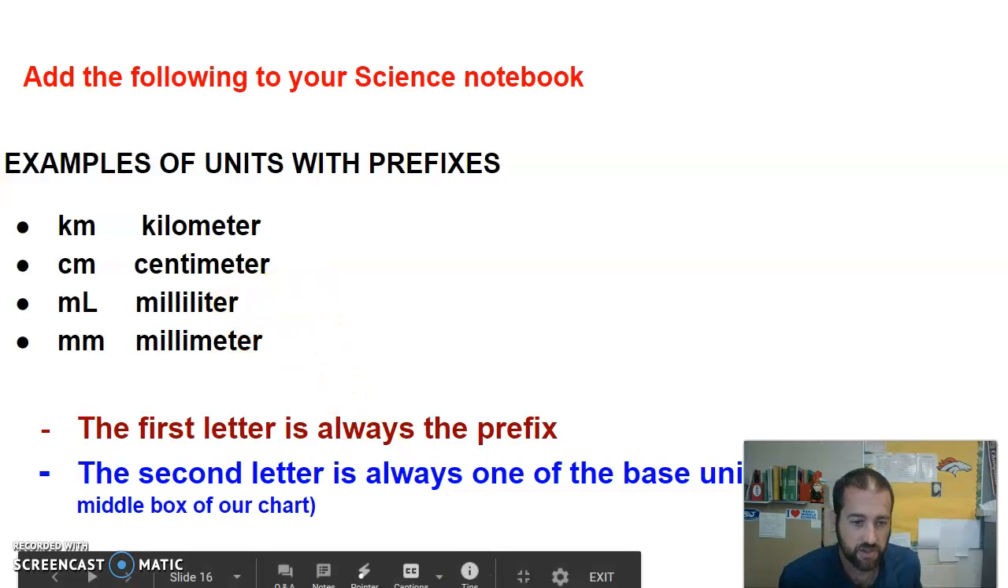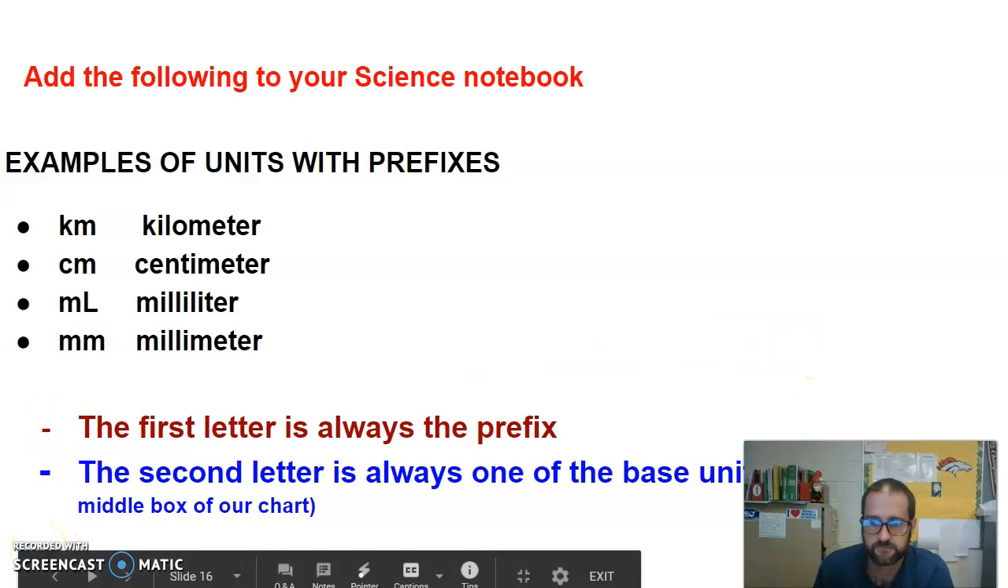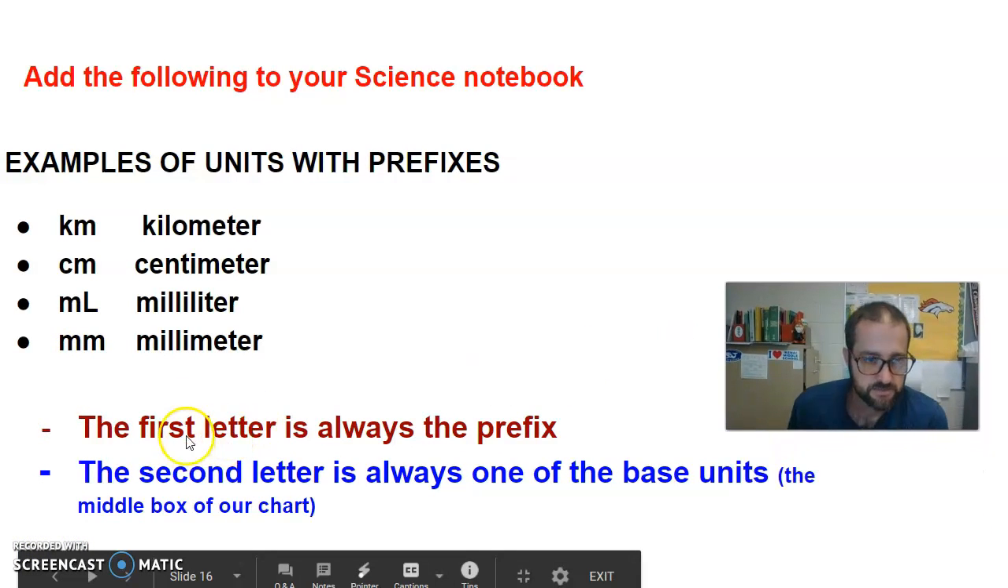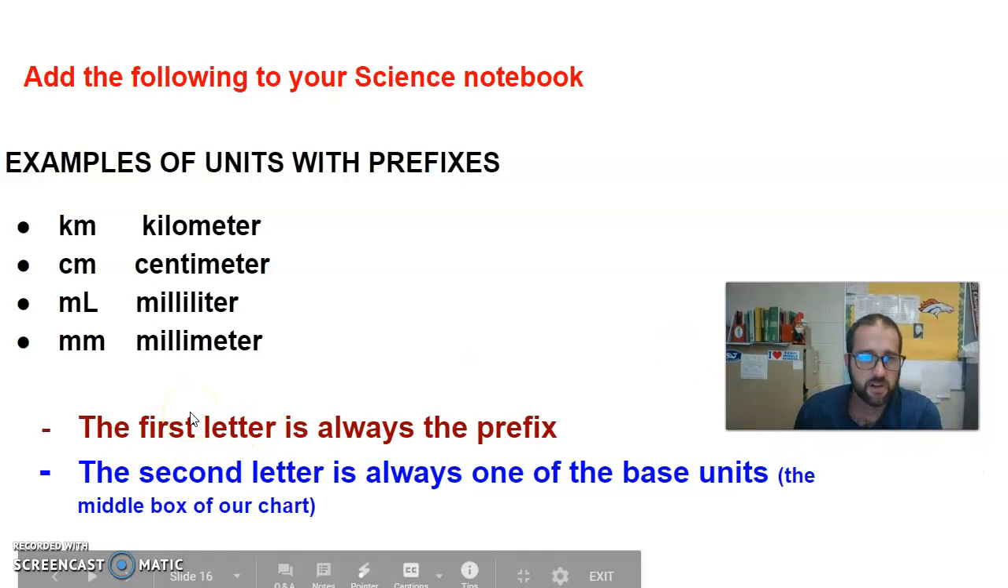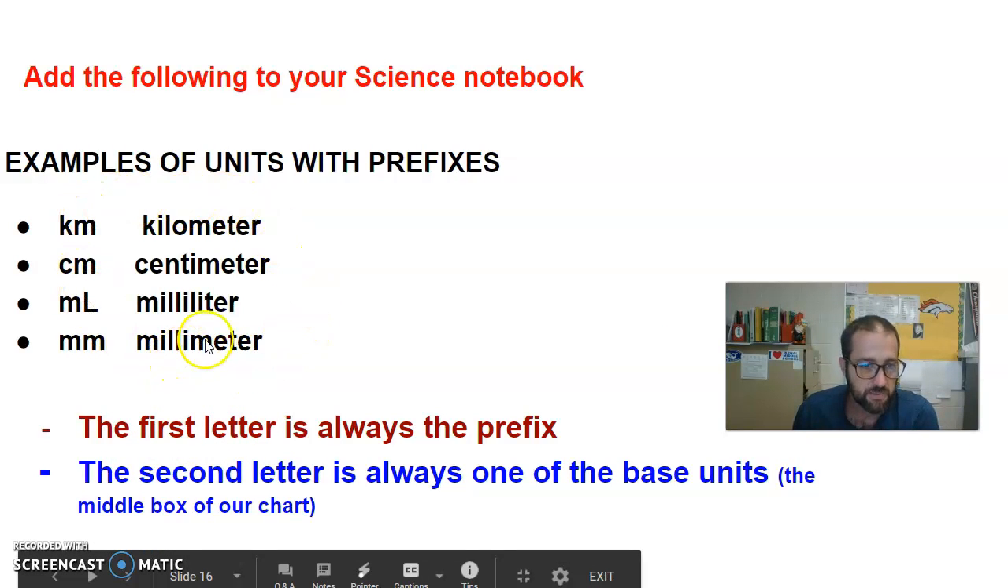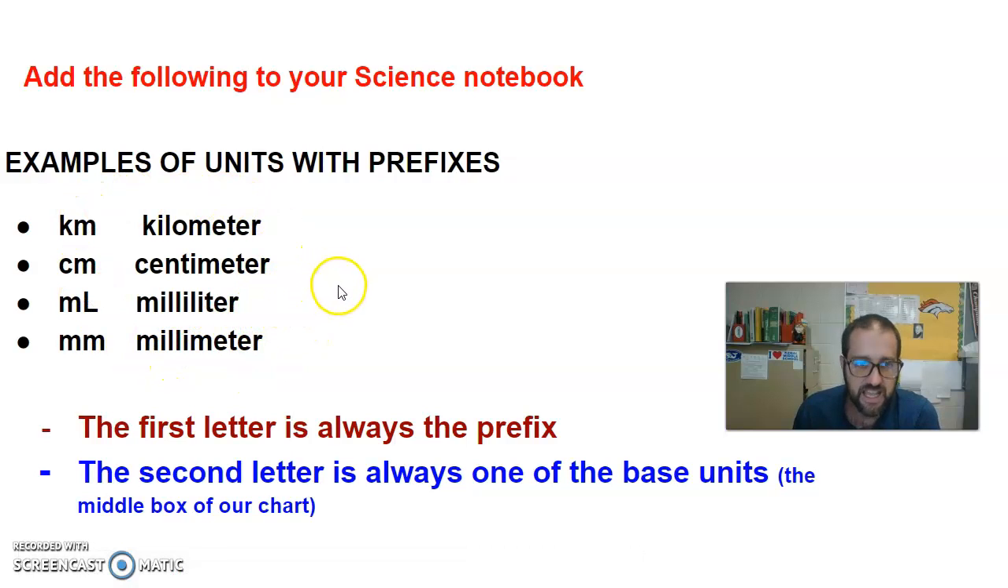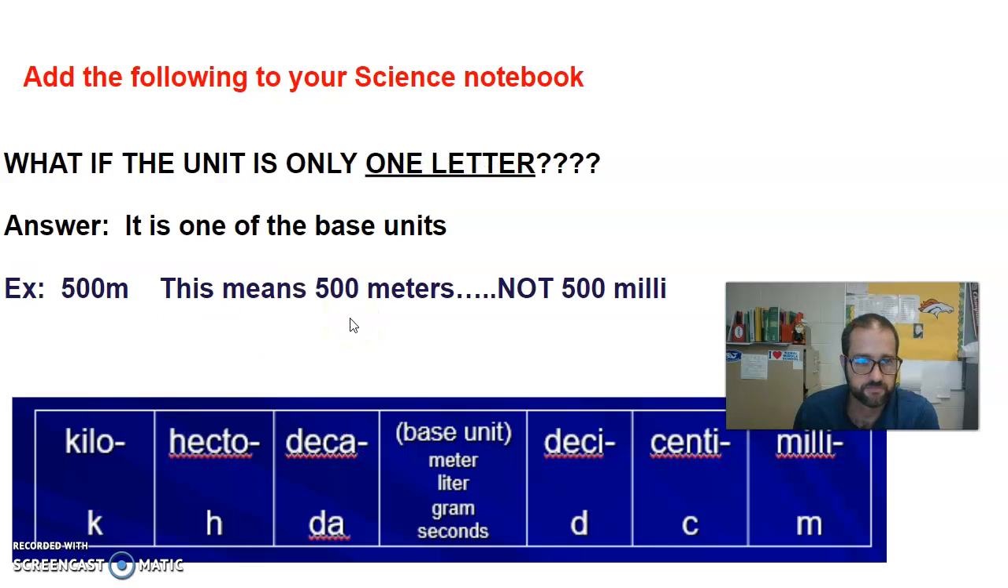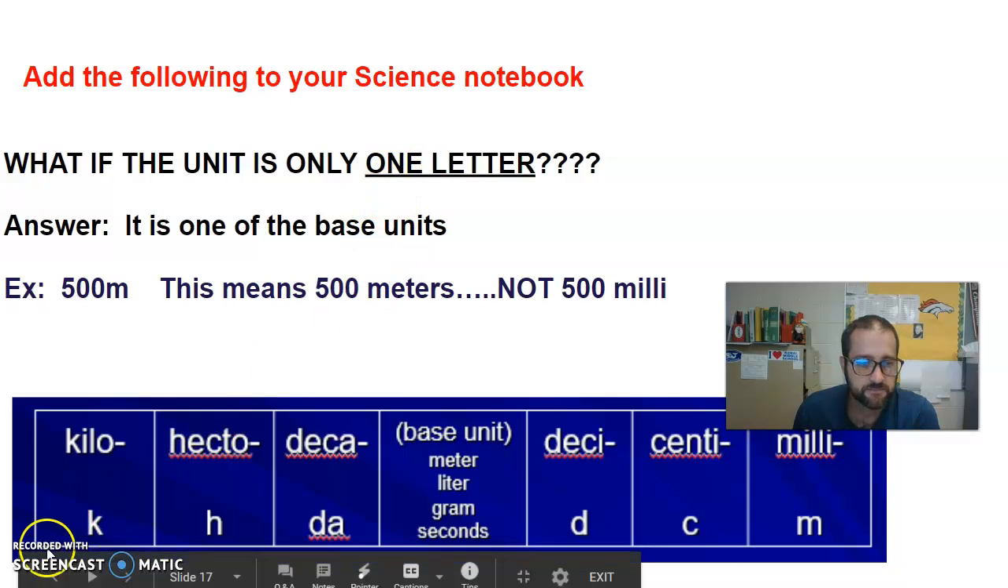Okay, so here you've got your answers. So I'm going to hit pause so you can write those out. All right, so we looked at our prefixes, our base units in there. These are really common ones that we're going to see and use. Okay, still getting in our science notebook. I would like you to write these 3 lines down. I'll pause it.